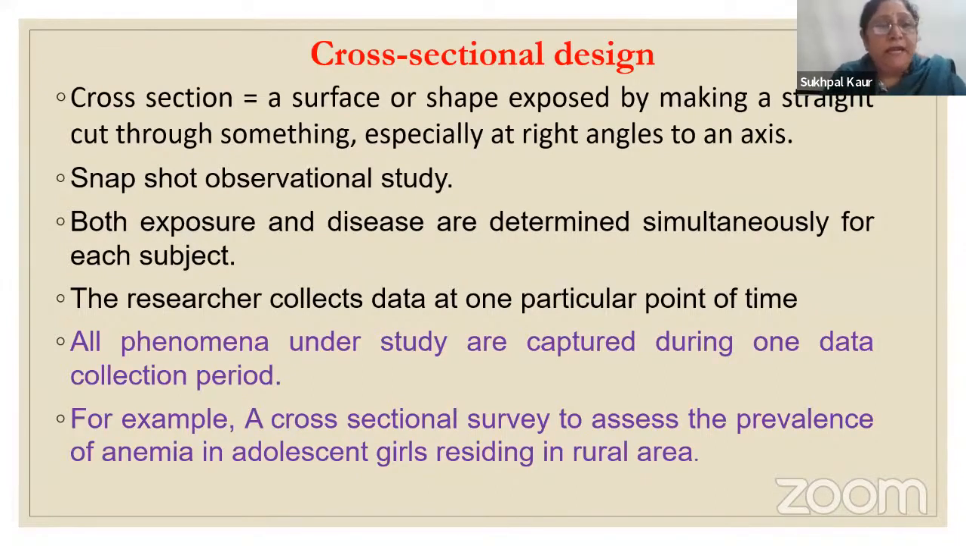Both the exposure and the disease are determined simultaneously for each subject. The researcher collects the data at one particular point of time. For example, the point prevalence study which I discussed is basically a cross-sectional study. On one day, we collected the whole of the data. So all the phenomena under study are captured during one data collection period. For example, a cross-sectional survey can be carried out to assess the prevalence of anemia in adolescent girls residing in a rural area.